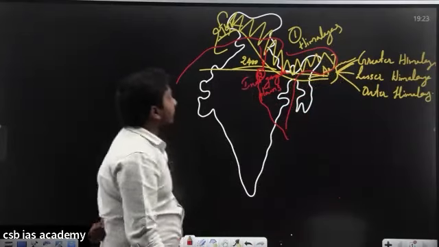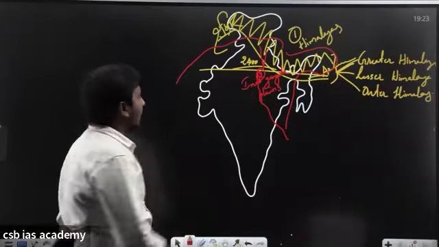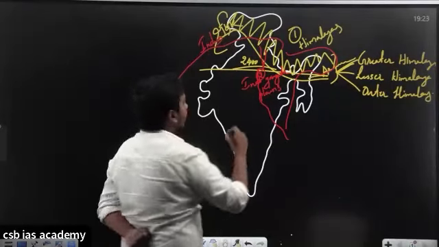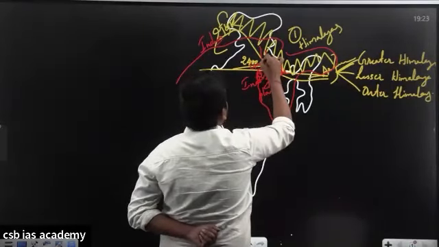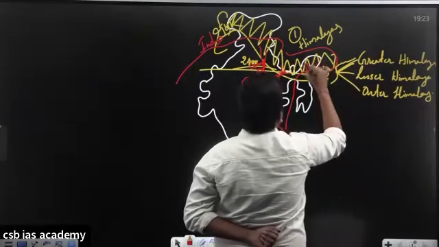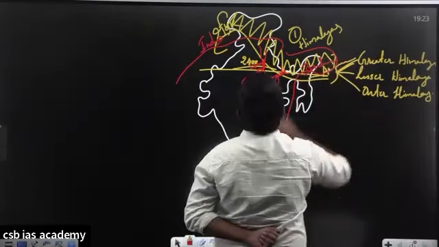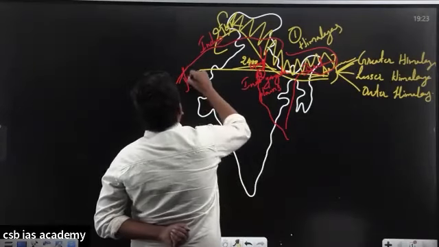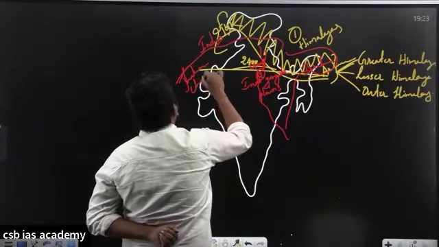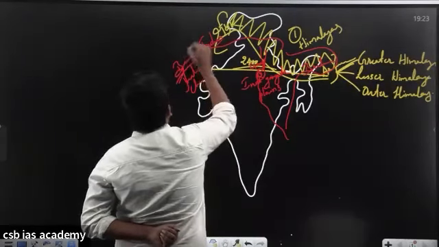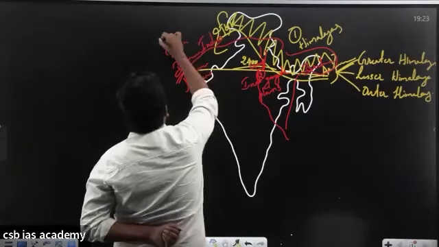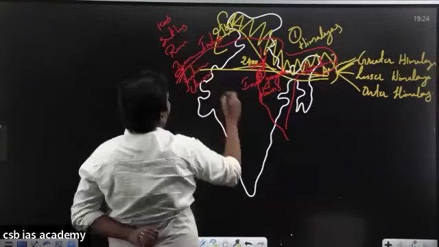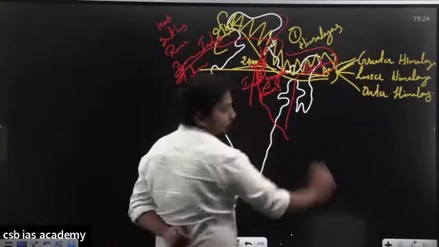Yes, you can find three major rivers in the northern plains. They are River Indus, River Ganga, River Brahmaputra. River Indus and its tributaries like Jhelum, Chenab, Beas, Ravi, Sutlej, Kabul, they are forming the western part of the Indo-Gangetic plains.